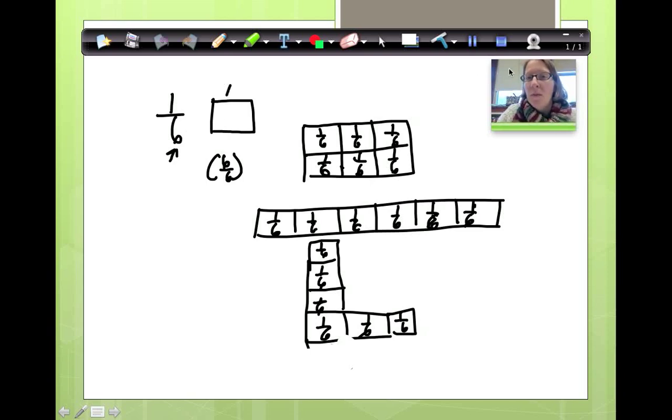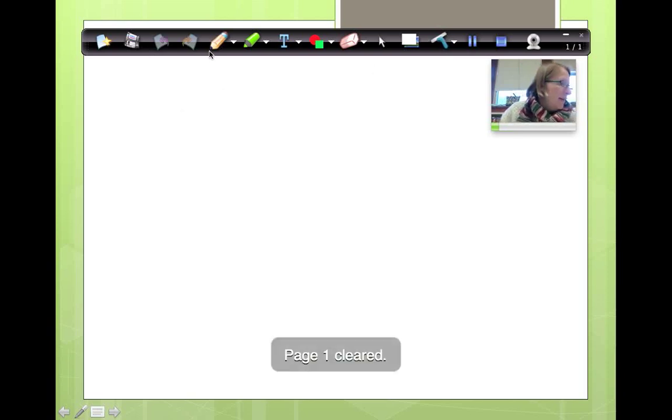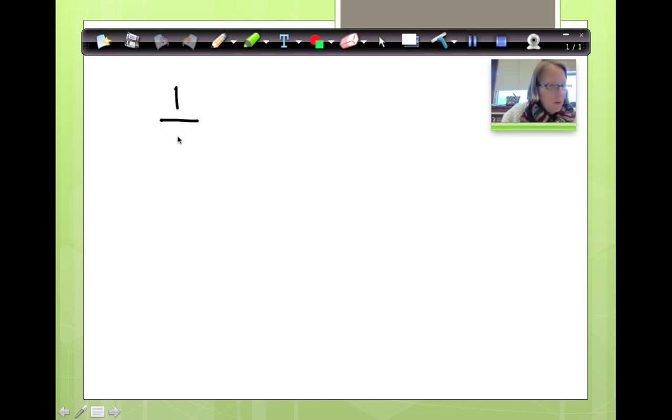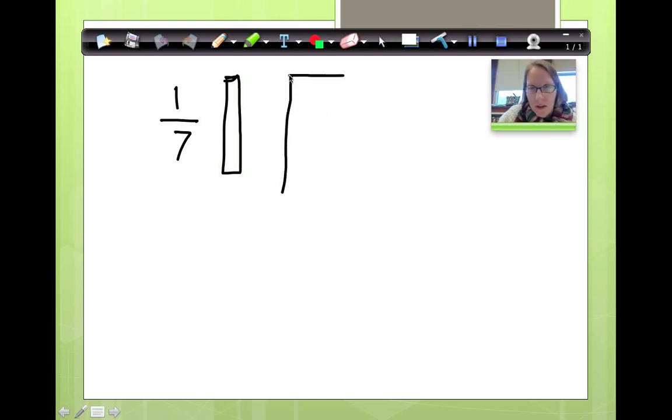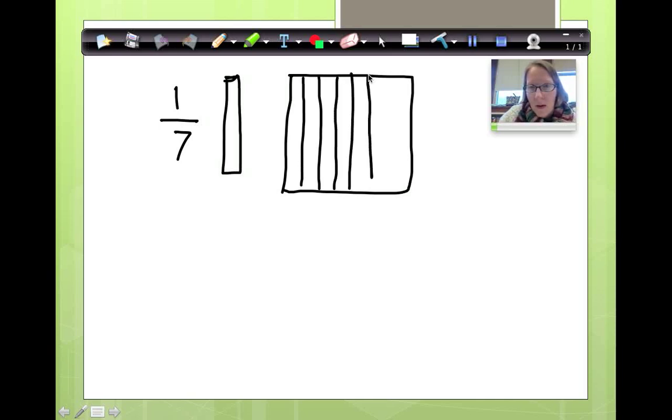Okay, let's do it one more time. Okay. Let's do this. Let's do 1/7. And here's your shape. It's a rectangle. Okay, what can you do? Well, I am going to do it this way. One, 2, 3, 4, 5, 6, 7. I need 7 of them.